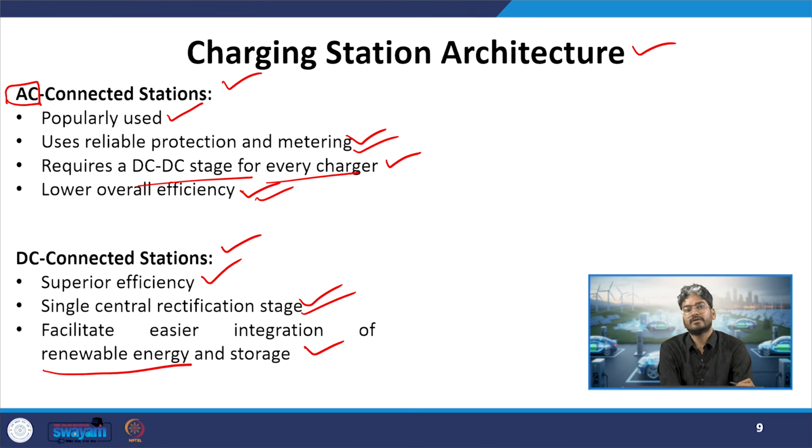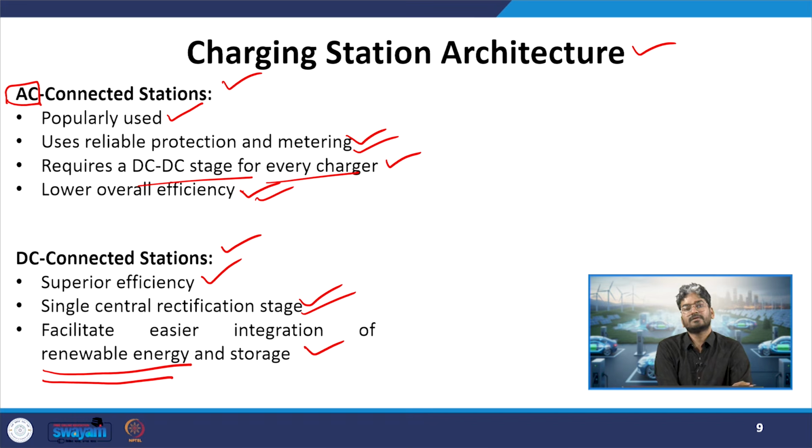Solar is a variable DC source, or the energy generated by the PV panels will be DC, but it will be variable in nature based on your maximum power point tracking. That is your MPPT. And the other source is your wind, which generates AC, but it is at variable frequency. So, what option is available with us?